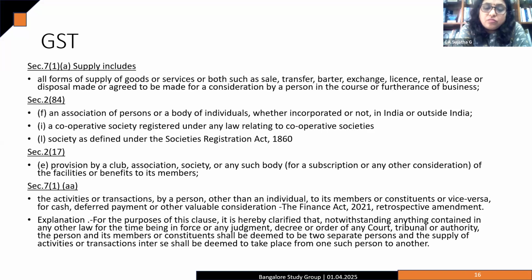On what basis do you say it can be challenged? What I'm saying is, if you read the explanation, I'm not saying on 71AA, but the explanation says that notwithstanding anything contained in any other law. You cannot bring out something as an explanation by overriding the principles of the law already laid down by the Honorable Supreme Court. And you cannot say that notwithstanding anything contained in any other law for the time being in force, any judgment, decree, or order of any court, tribunal, or authority, the person and its members shall be deemed to be separate. That is what I believe, that to this extent it can get challenged. This is what I'm trying to say.